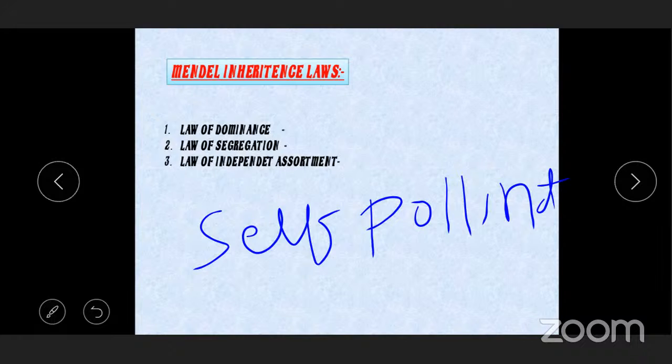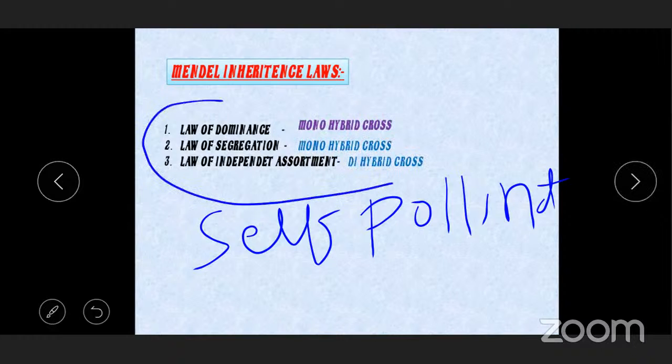Those laws are known as Mendel's inheritance laws: law of dominance, law of segregation, law of independent assortment. Most important among these 3 laws, very, very important. To explain the law of dominance, Mendel chose a monohybrid cross, and the same for the law of segregation. For the law of independent assortment, a dihybrid cross.